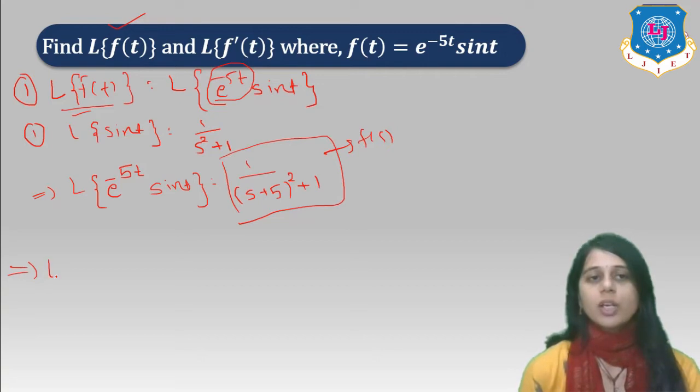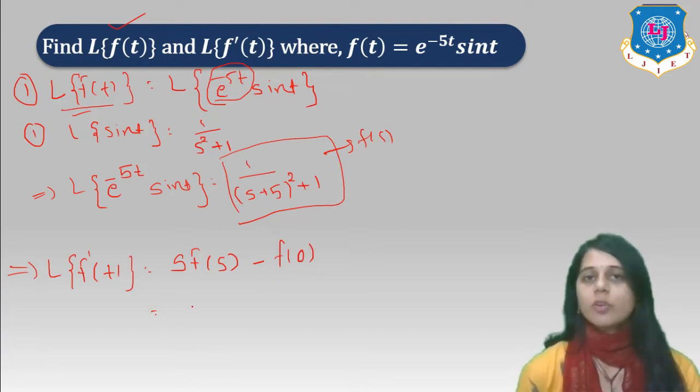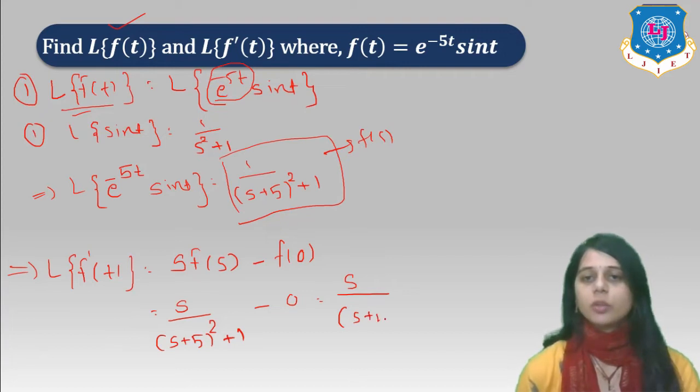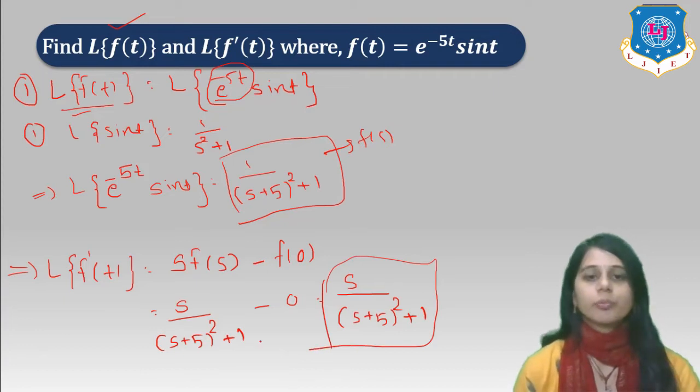Now we have to find Laplace of f'(t). What is Laplace of f'(t)? It is sF(s) minus f(0). sF(s) means s upon (s plus 5) whole squared plus 1. For f(0), we put sin 0, so it is 0. Answer is s upon (s plus 5) whole squared plus 1.